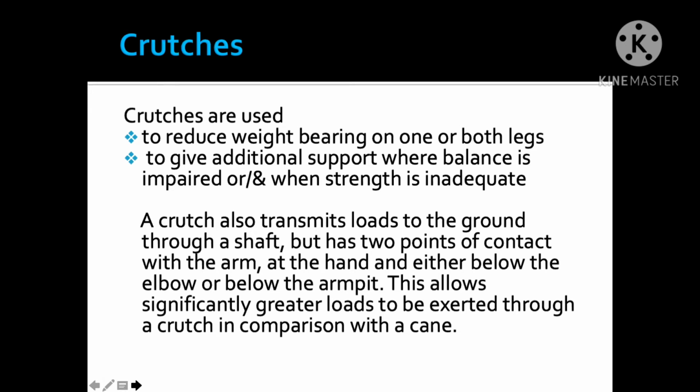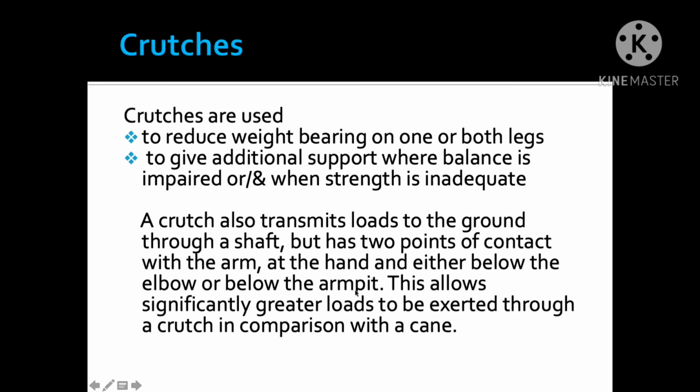So everyone has a visualization of how an auxiliary crutch looks like. All right. So we are elaborating on the same. So again, I will go back to the point why crutches are used. This is important. Crutches reduce weight bearing on one or both legs, to give additional support where balance is impaired or when strength is inadequate. A crutch also transmits loads to the ground through a shaft, but has 2 points of contact with the arm, at the hand and either below the elbow or below the armpit.